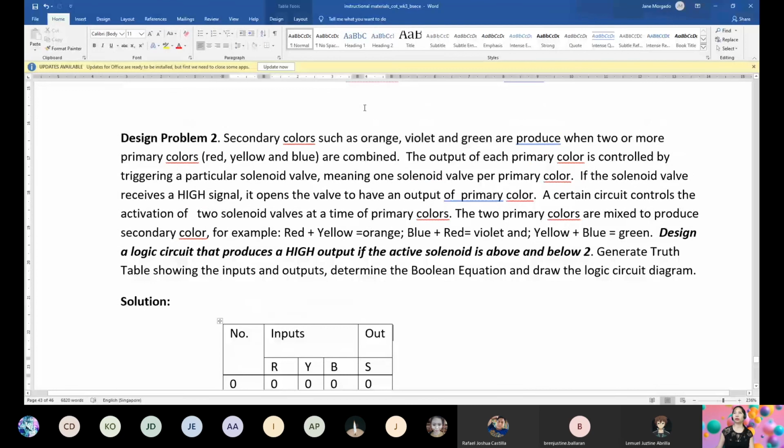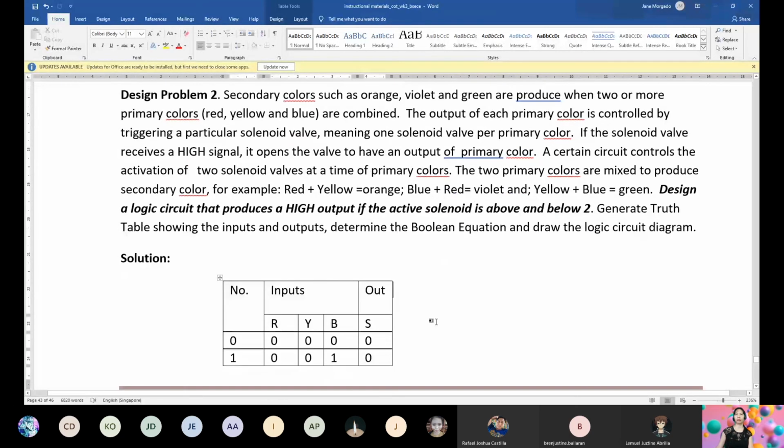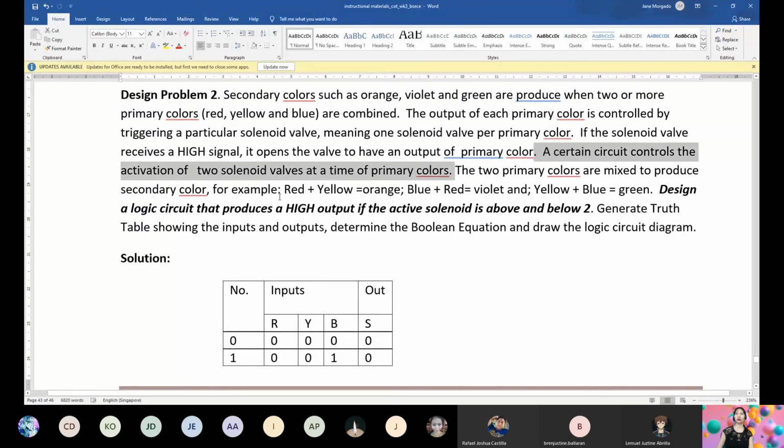So, to be able to produce either orange, violet, or green, how many solenoid valves should be open at a time? 2. Okay? So, a certain circuit controls the activation of 2 solenoid valves at a time. So dapat dalawa. Hindi pwedeng isa, hindi pwedeng tatlo. Kailangan dalawa. Okay? The 2 primary colors are mixed to produce a secondary color.